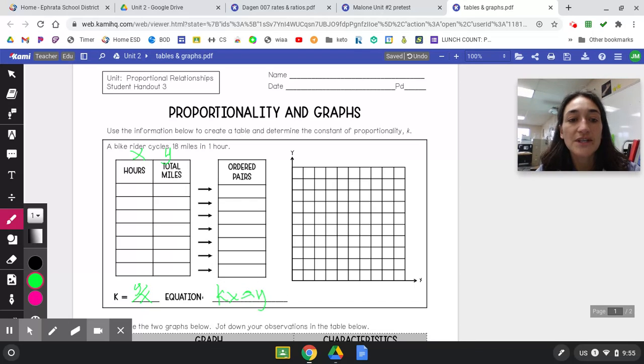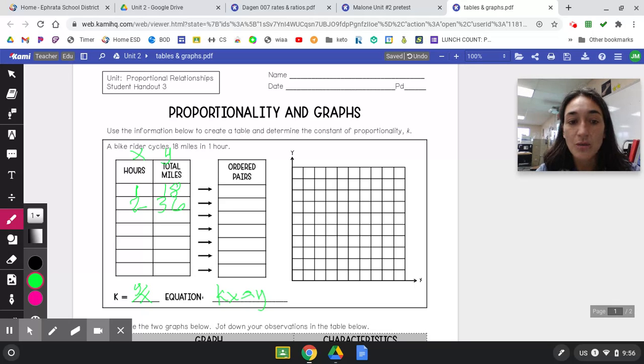They told us that there were 18 miles in 1 hour. So if I were to plug in a 1 here and get a total of 18 miles, that is my constant of proportionality. That is the unit rate that I would use. So then I would know that if I was going 2 hours, every 18 miles per 1 hour, I would double that, 18 times 2. Okay, and I would get 36, and so on.